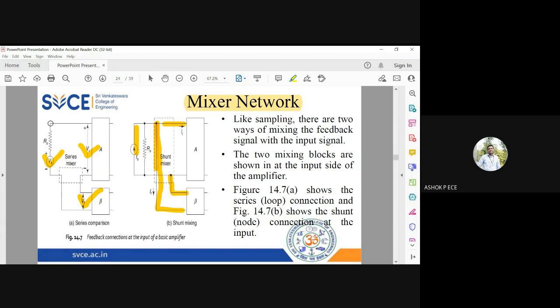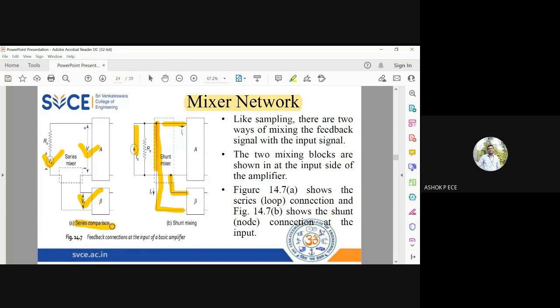Series mixing means elements will be in series and I will be applying Kirchhoff's voltage law and I'll be adding all my voltages. Shunt mixing, elements are in parallel. I'll be applying Kirchhoff's current law and the currents will be additive. Because current will be the same in series, the current will be additive only in parallel. So shunt mixing, I'll be using parallel connection at the input side, and for series mixing I'll be using a series connection at the input side because of the reason whatever I have told.